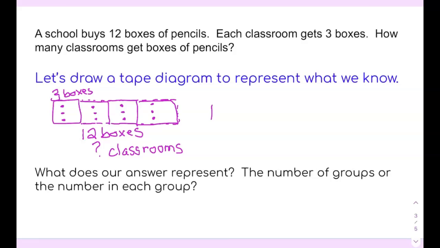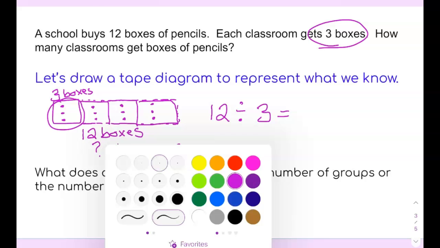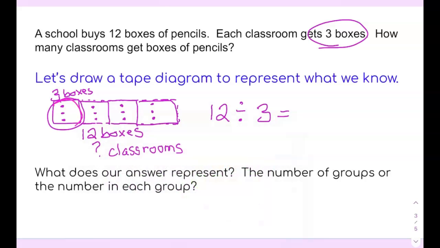We started with our total, 12. We divide by what we know. We knew that each classroom got 3 boxes of pencils. What we didn't know is how many classrooms would get boxes, and we found out that, let me change my color here, 1 classroom, 2 classrooms, 3 classrooms, 4 classrooms will get boxes of pencils.